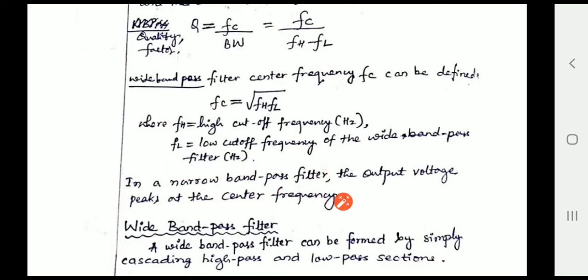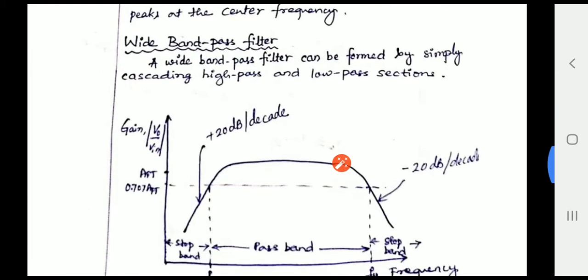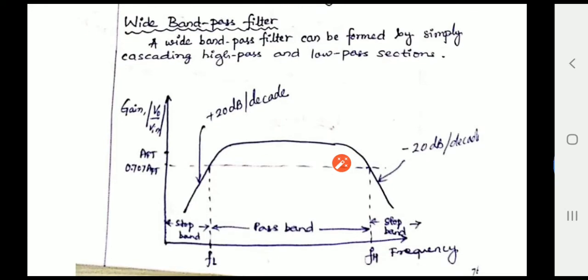Again, in a narrow band pass filter, the output voltage peaks at the center frequency. So the output voltage of the circuit will be at its highest when it reaches the center frequency. Okay, we'll discuss these one by one. First we'll start with the wide band pass filter.